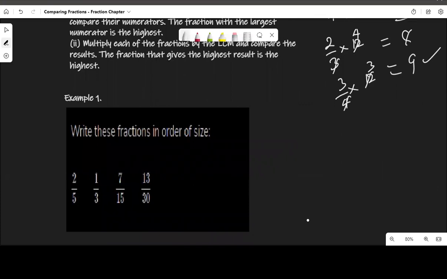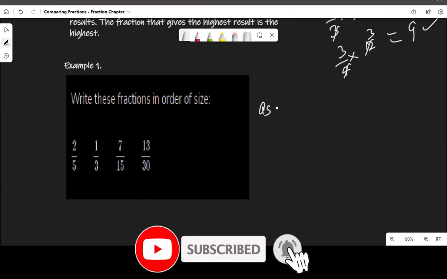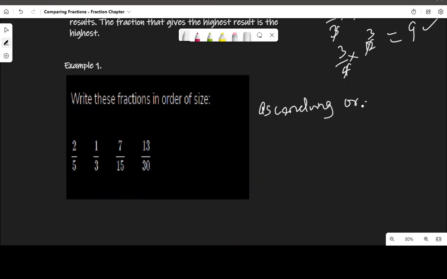So we have an example here. Write these fractions in order of size. It's not specified whether we have to go ascending or descending, so in this case, I want to go in ascending order. Now I'm going to use the two methods that I explained earlier. That's writing the fractions to have a common denominator. How many fractions do I have here? 1, 2, 3, 4. And write all of them to have a common denominator. And I will also use the second method of multiplying each of the fractions by the LCM.